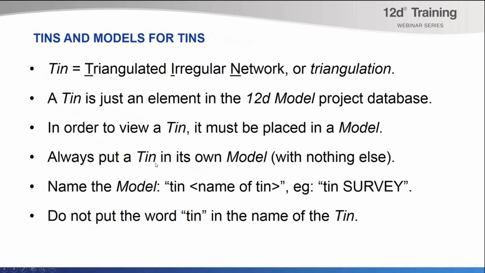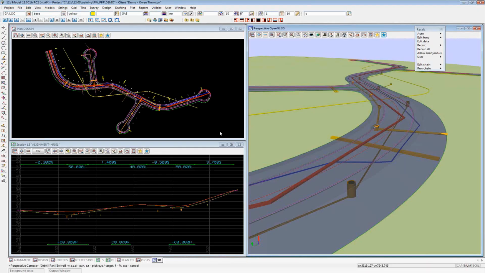Whatever you've named your TIN, give it a unique name that is descriptive of what the TIN is representing. Name the model for the TIN with a prefix TIN space and then the name of the TIN. So if your TIN is named survey, the model for the TIN will be named TIN survey. And so it follows that you shouldn't put the word TIN in the name of the TIN, because otherwise your model name will become TIN TIN survey and it just looks silly. Okay, so the reason we recommend this convention is a lot of the panels in 12D that relate to TINs automatically work with that convention.